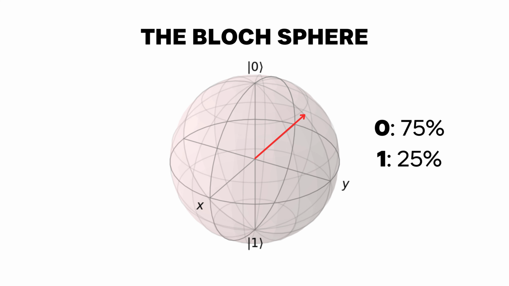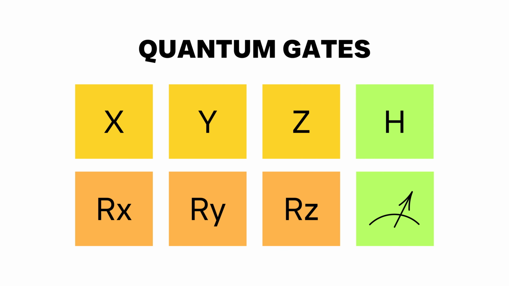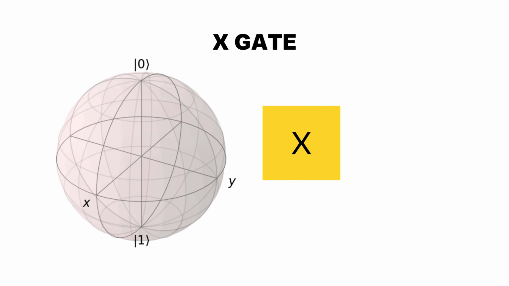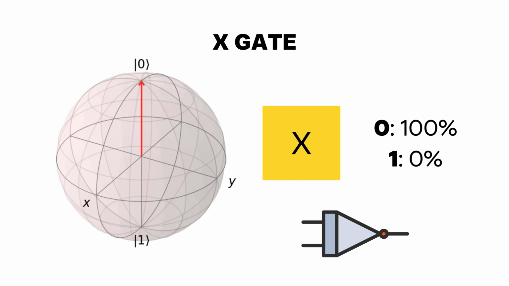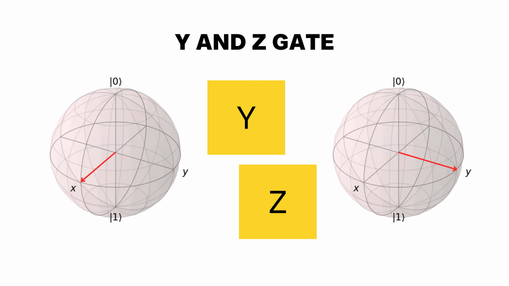The main objective of quantum gates is to rotate the arrows of multiple qubits so that we can measure the desired state. For this reason, we have different types of gates that represent different types of rotations. For example, the X gate, which is the quantum version of the classical NOT gate, rotates the arrow along the x-axis by 180 degrees. This gate changes the state of a qubit from 0 to 1 and vice versa. The equivalent Y and Z gates apply the same rotations across their corresponding axes.